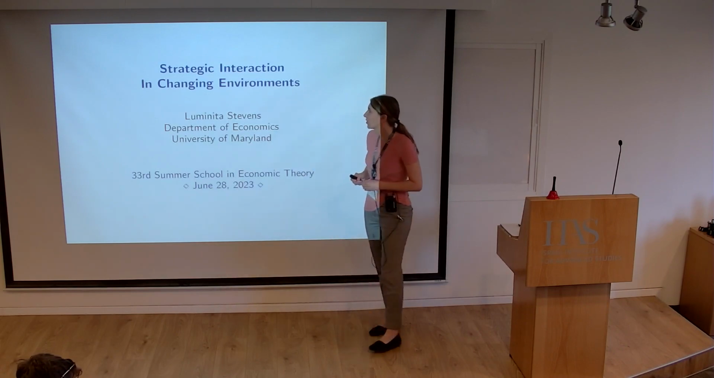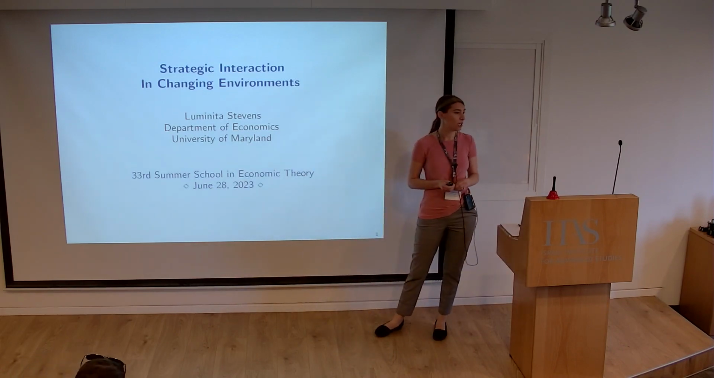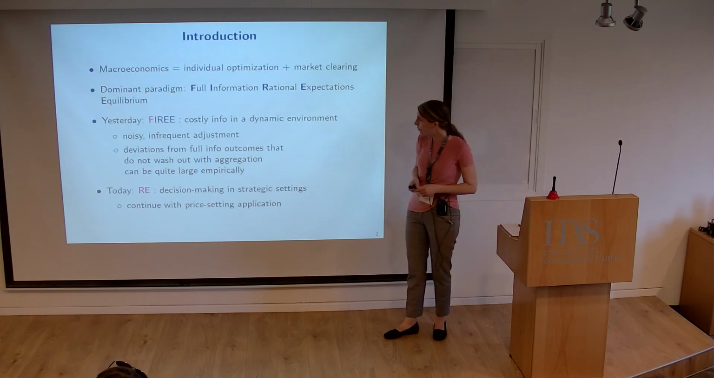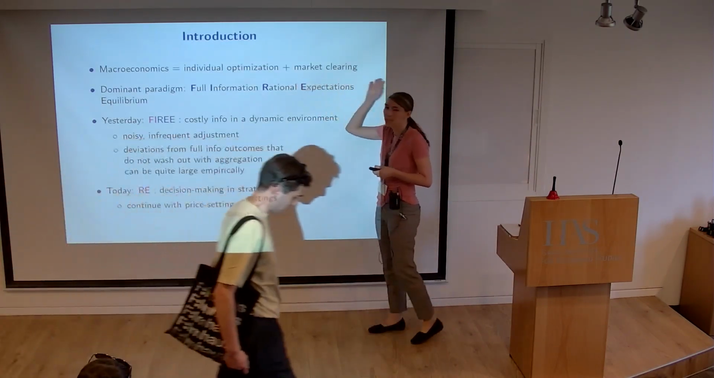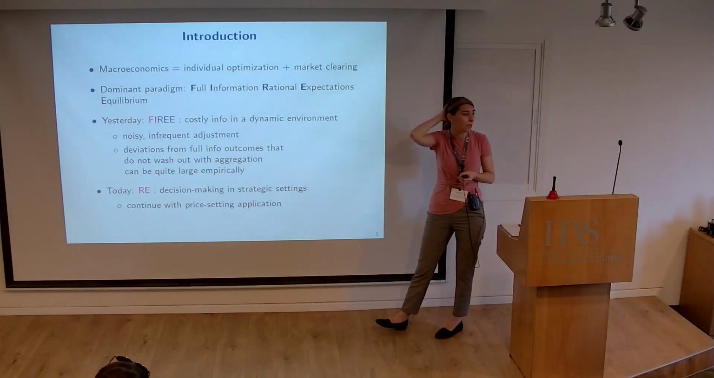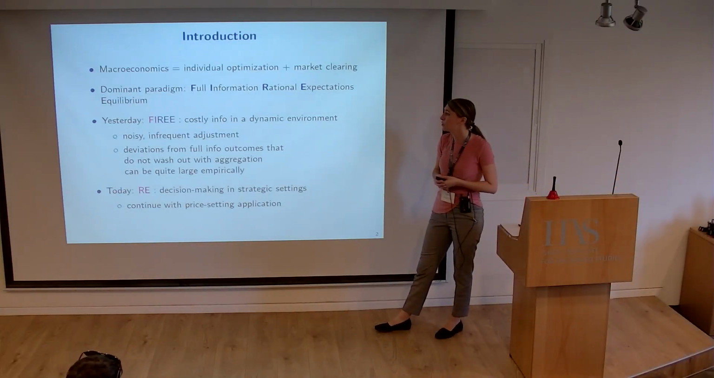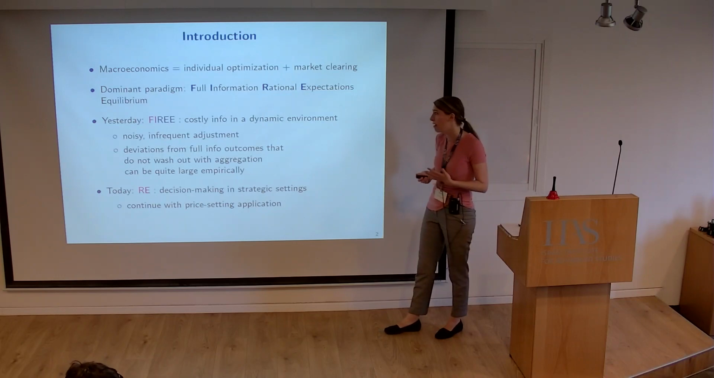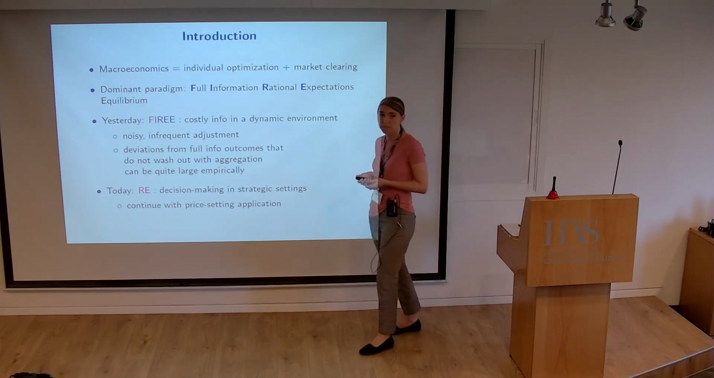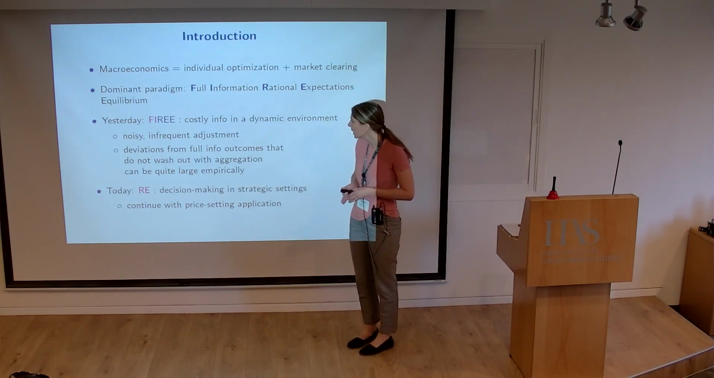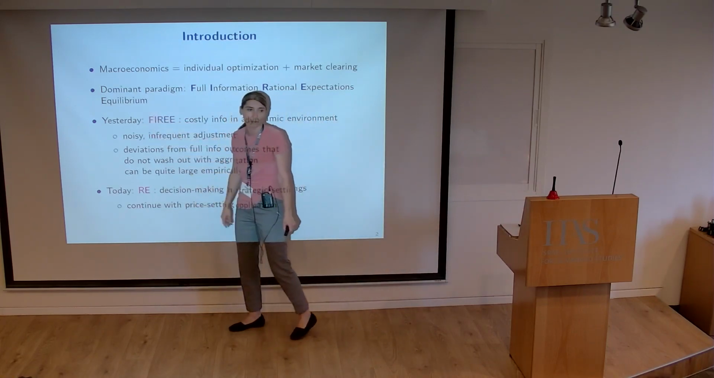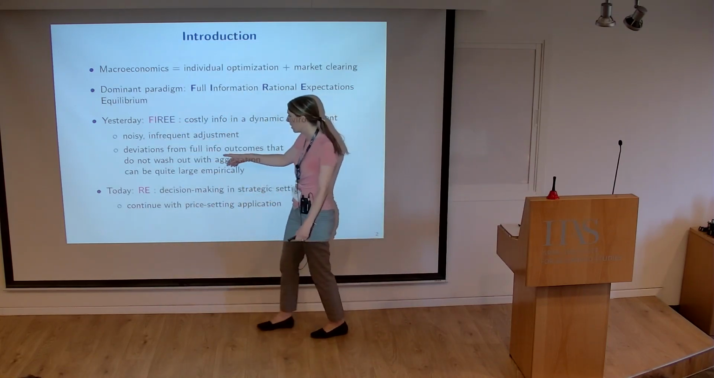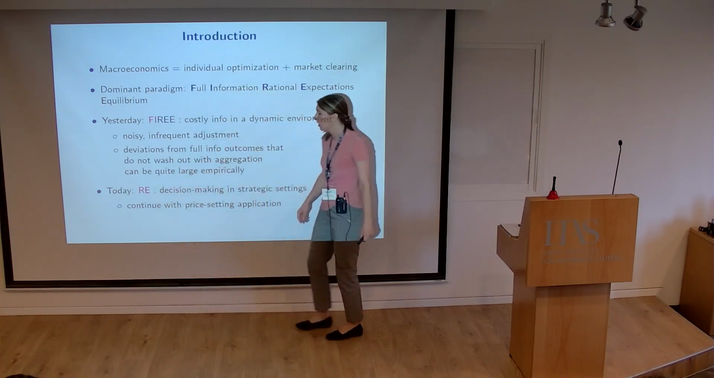Today, in this lecture, I want to talk about strategic interaction in changing environments. If you think about macroeconomics in a nutshell, it's really individual optimization and market clearing. And as I also mentioned yesterday, the dominant paradigm remains the full information rational expectations equilibrium. Yesterday, we thought a bit about relaxing the full information assumption, and today we're going to think a bit about relaxing the rational expectations assumption.